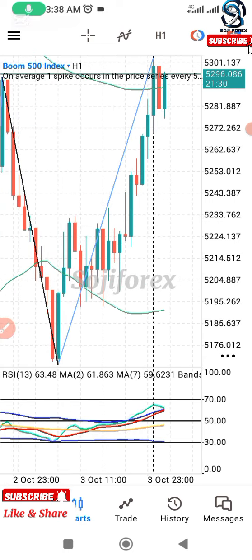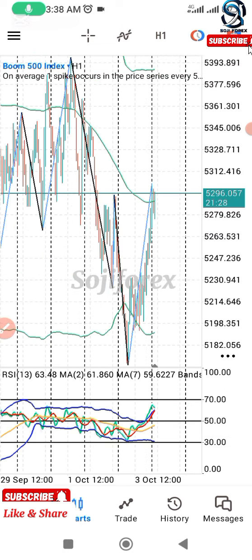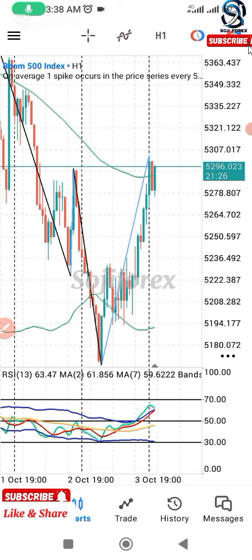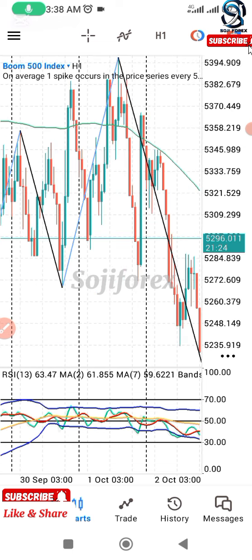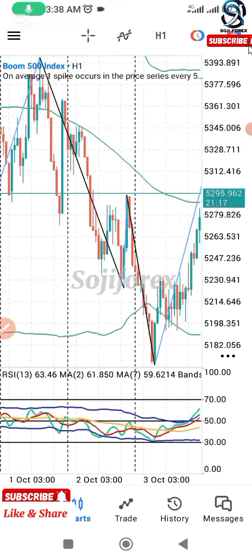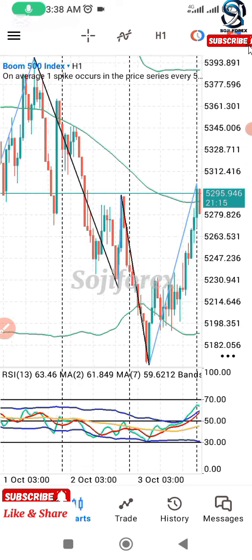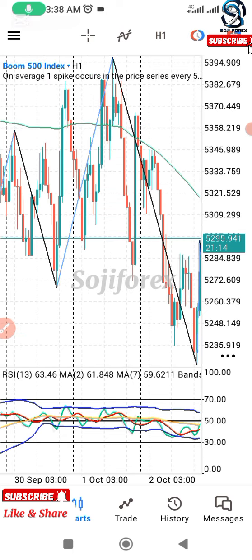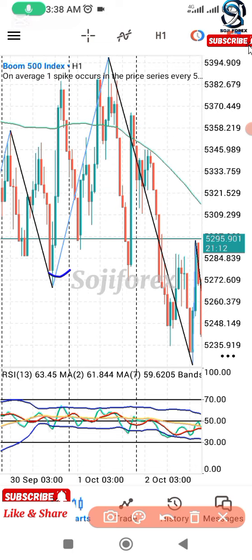Now this is Boom 500. So let's look at what is happening with Boom 500. Over time, Boom 500 has been on a downward movement, which is a downtrend. And of course, if you look carefully, you can see that pattern. You can see the movement: higher high, higher low, higher low, higher high. So this price dropped down. Here we have a break of structure.